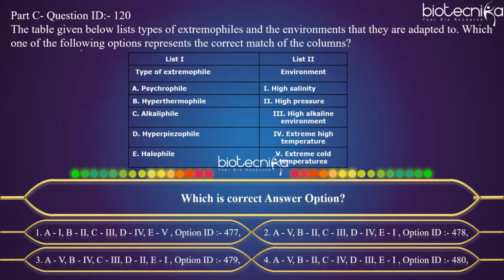Okay, now coming to the next question, a part C question from shift 1. The table given below lists types of extremophiles and the environments that they are adapted to. Which one of the following options represents the correct match of the columns? You have list 1, the type of extremophile, and list 2, the environment. This is a very simple question. It is part C. If you know this question, you easily get 4 marks. So just try and tell me what should be the right answer over here.